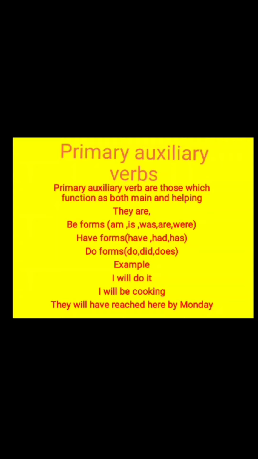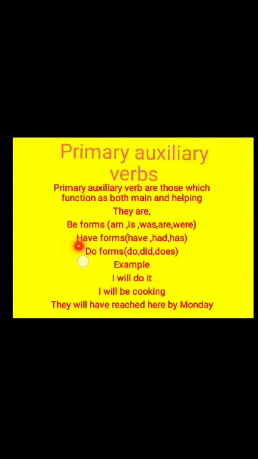For example, there are three kinds of primary auxiliary verbs. They are be form, have form, and do form. So primary auxiliary verbs will act as main and helping. What does it mean by main and helping? Can you see here be? That is main verb, actually main auxiliary verb.